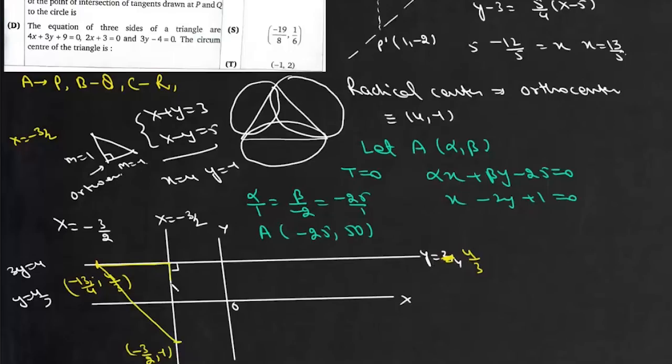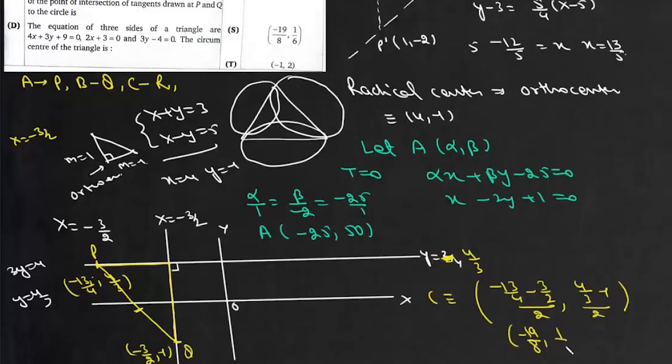Now we know that circumcenter of this triangle will be midpoint of, say, PQ. So circumcenter will be midpoint of PQ, and midpoint of PQ is (minus 13 by 4 minus 3 by 2) over 2 comma (4 by 3 minus 1) by 2. Now this is minus 13 minus 6, minus 19 by 8, and here this value is 1 by 6. So this D matches with S. So answer to this question is PQRS.